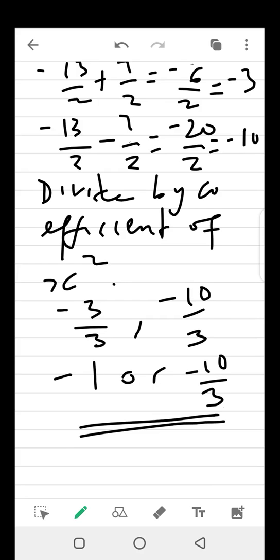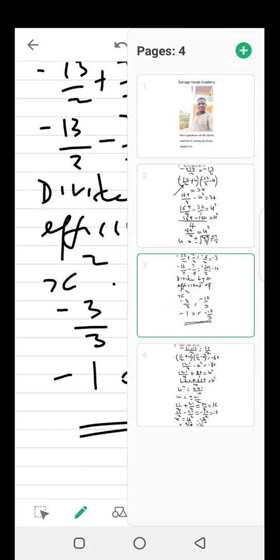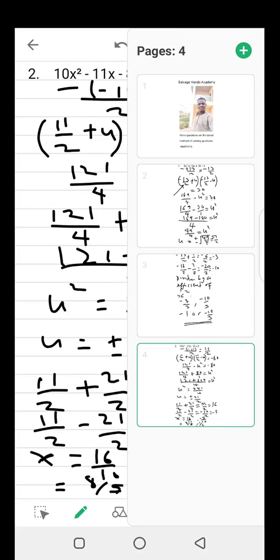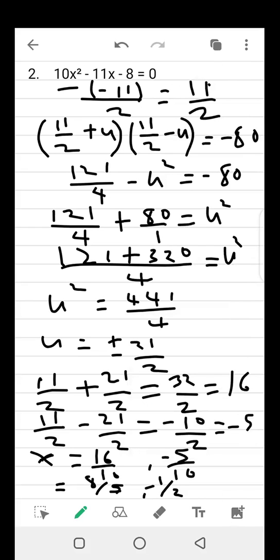So I solved another question here too. You can try this on your own and see if you are going to get the same results.